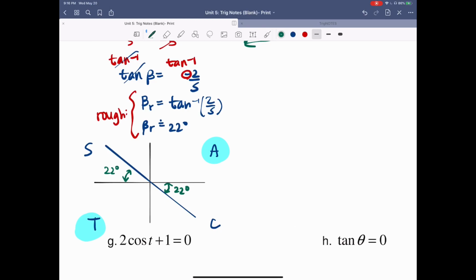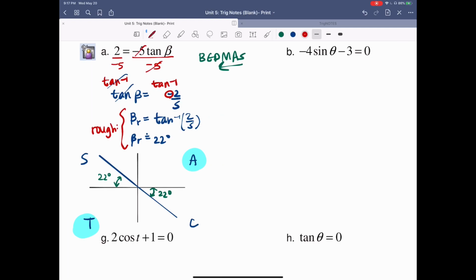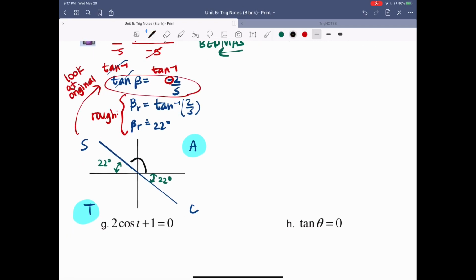Once I have my drawing right, I have to state my beta. So my beta 1 is going to be 180 minus 22 degrees, which is equal to 158 degrees. For my beta 2, a full circle is 360 degrees, and 360 minus 22 degrees is equal to 338 degrees. So those are my final answers.